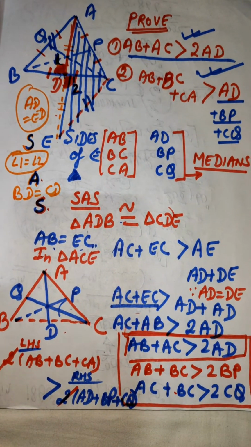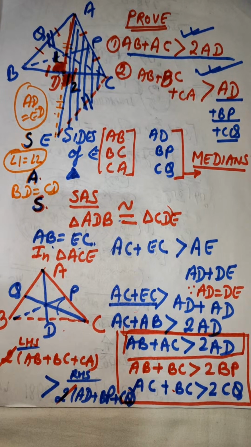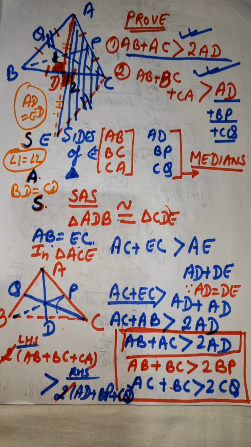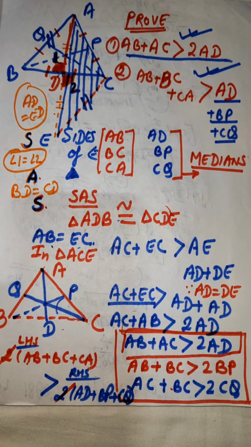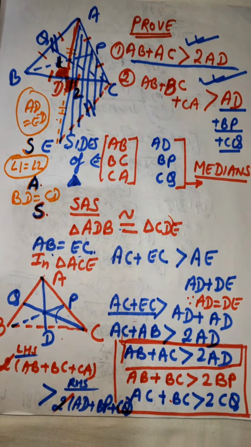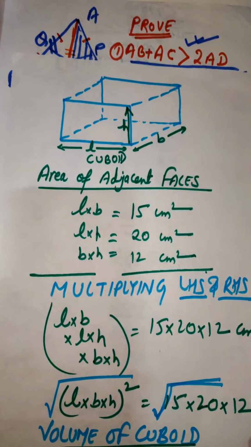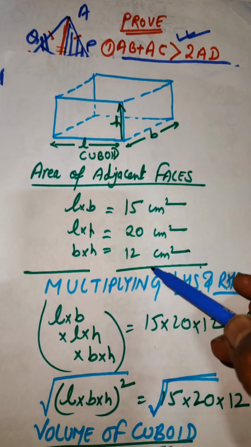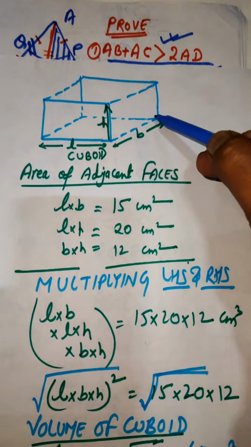So here we have taken three questions today in this short explanation. The first question is that I have taken a cuboid. The areas of three adjacent faces are given. We need to calculate the volume of this cuboid.